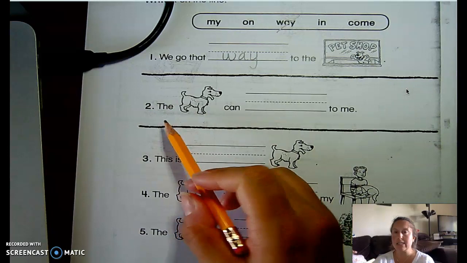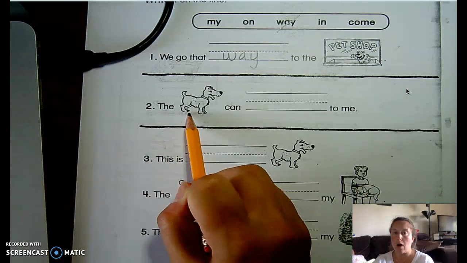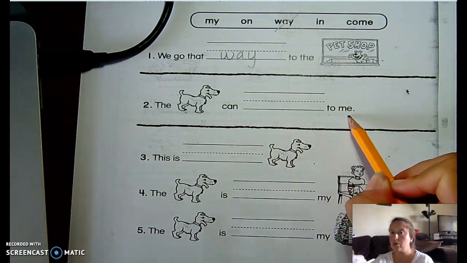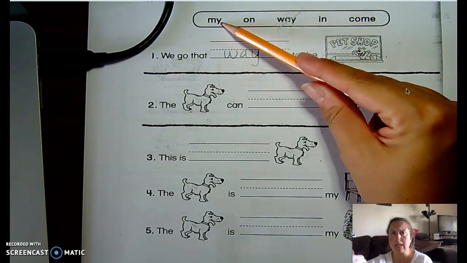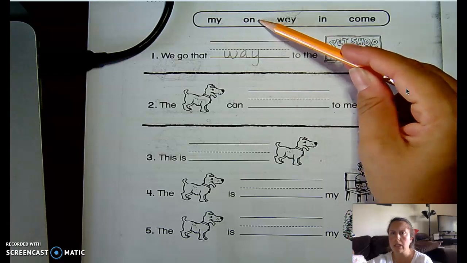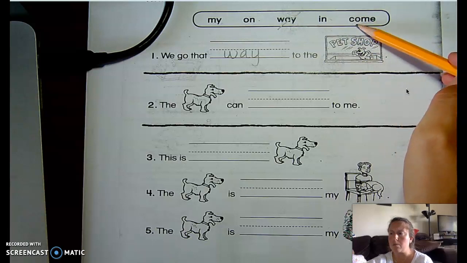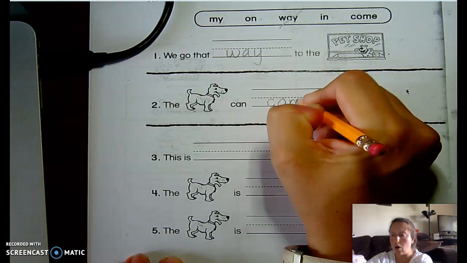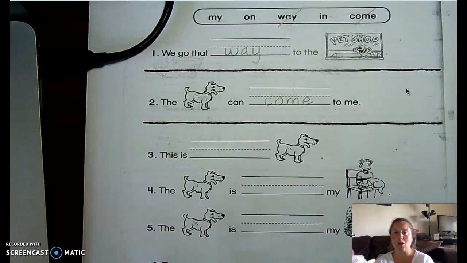Number 2, take a second to read it to yourself. Pause me and then come back to me. The dog can blank to me. He can my to me, on to me, in to me, come to me. Do dogs come if you call and they're well behaved? They sure do. Please cross out the correct word.